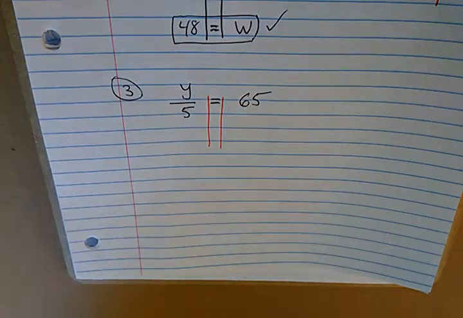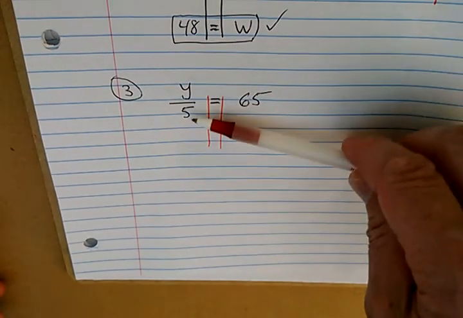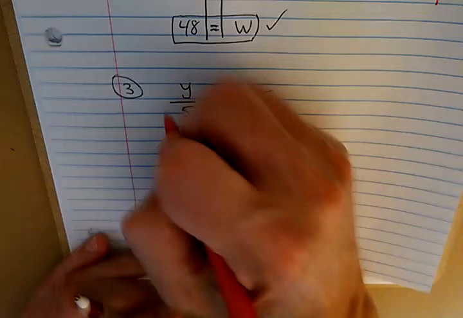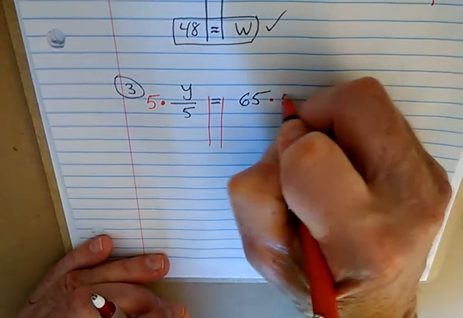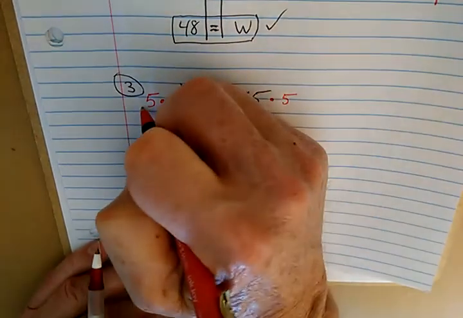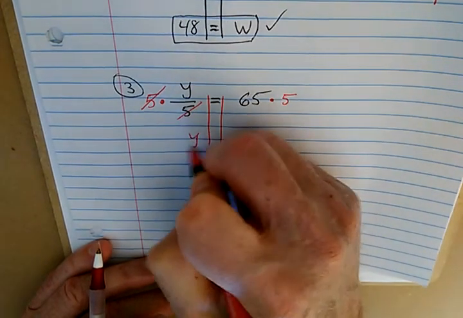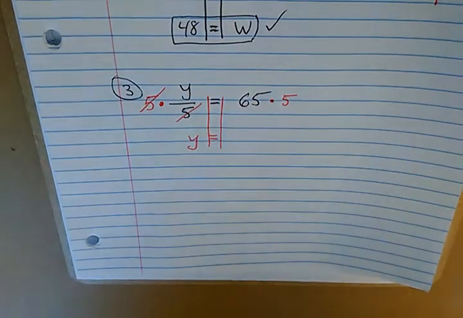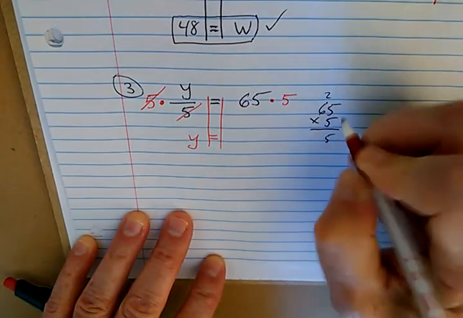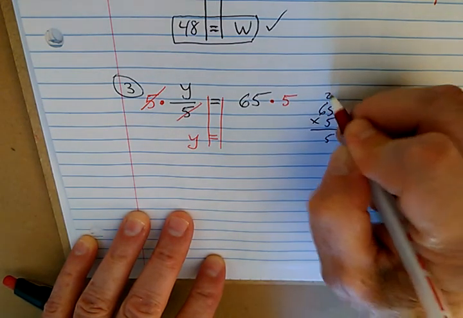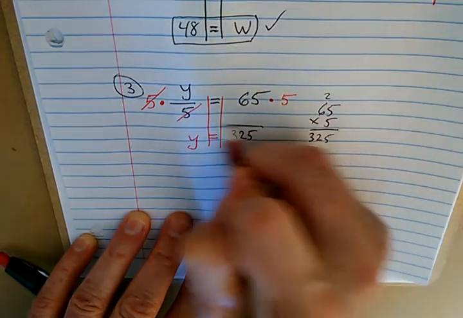All right, so what I hope you did was you asked yourself, if we have y divided by 5, what's the opposite of divide by 5? The opposite of divide by 5 is multiply times 5. So we multiply times 5 here, and multiply times 5 here, and then we cancel those 5s out because they're opposite operations. So then we have y equals, wow, 65 times 5. I don't know what that is. 65 times 5, that's 25. And then 5 times 6 is 30, plus 2 is 32. So 325. Y equals 325.